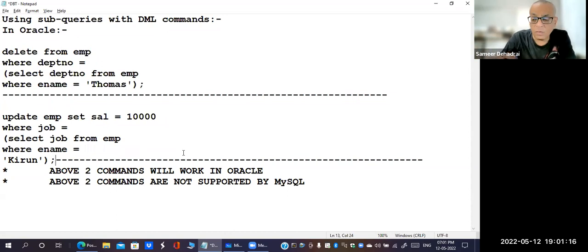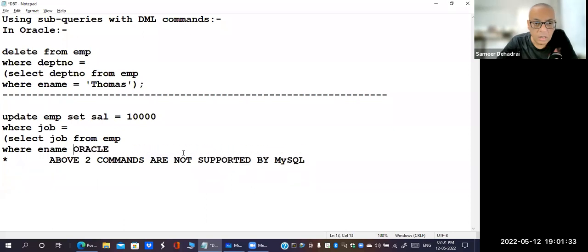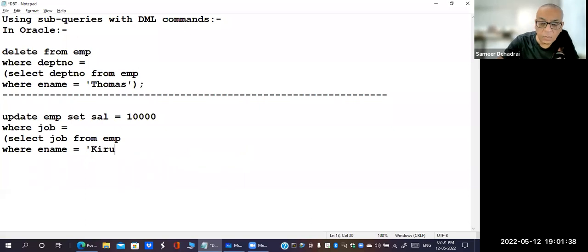Now, why does this not work in MySQL? I'll tell you. See the screen. Let's focus on the first one. Let's see what's happening here.